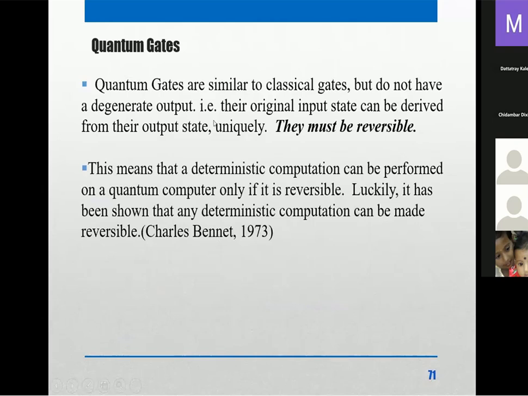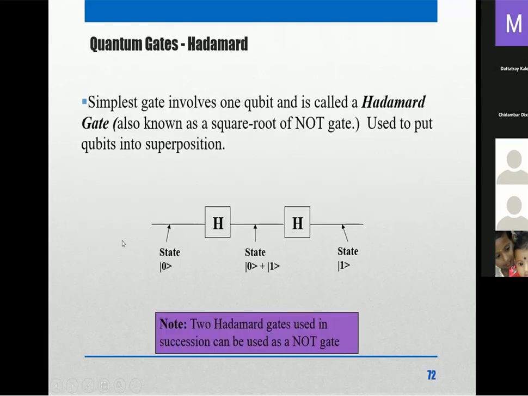In a quantum gate, it is similar to the classical gate, but it does not have degenerate output. The original input state can be derived from their output state uniquely. They must be reversible. This means that deterministic computation can be performed on a quantum computer only if it is reversible. Luckily, it has been shown that deterministic computation can be made reversible.